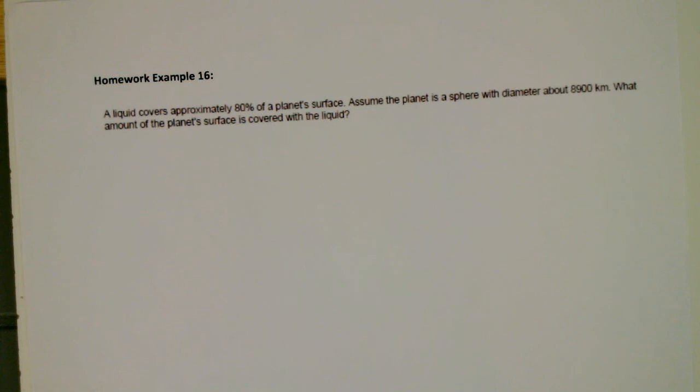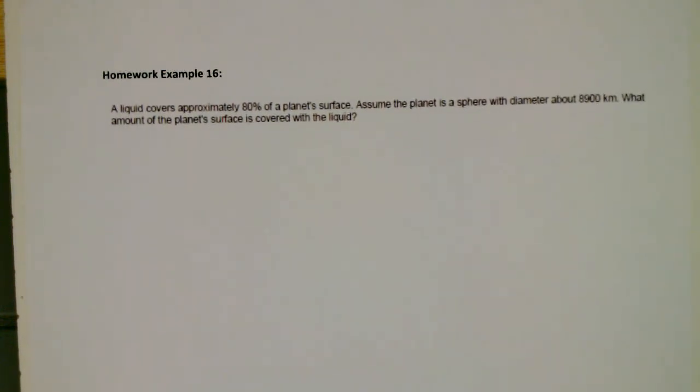And finally, a liquid covers approximately 80% of a planet's surface. Assume the planet is a sphere with diameter about 8,900 kilometers. What amount of the planet's surface is covered with the liquid? All right, we're given a diameter. The formula for a surface area of a sphere calls for the radius.